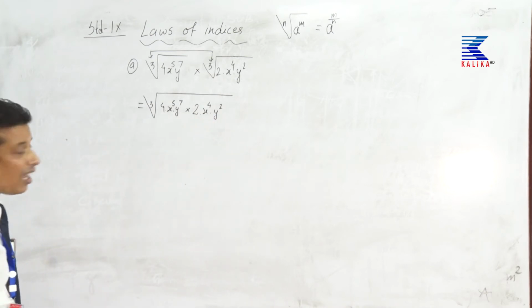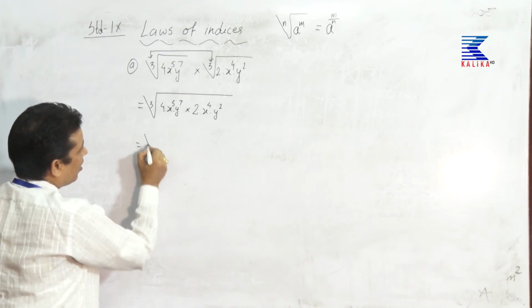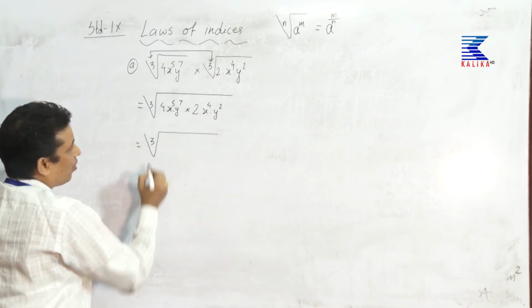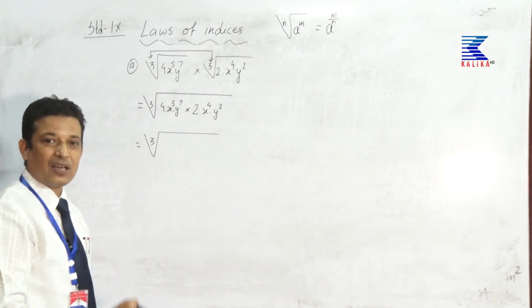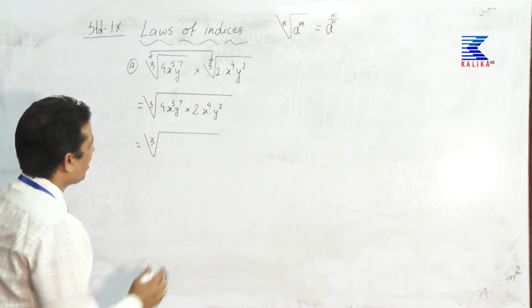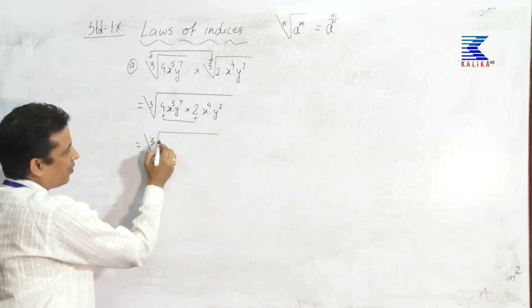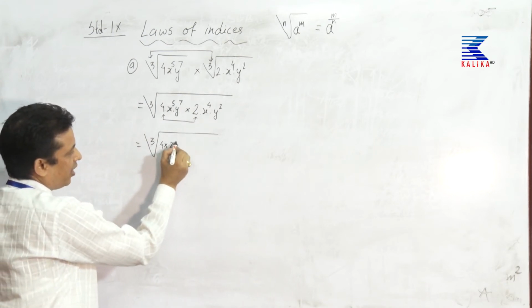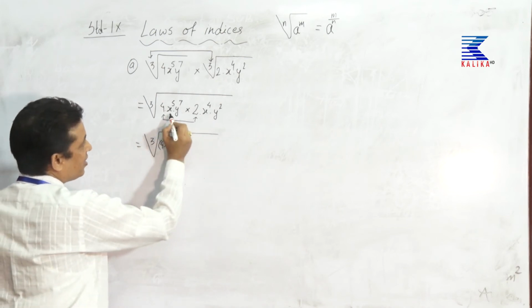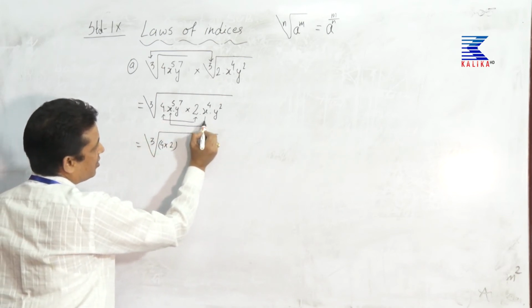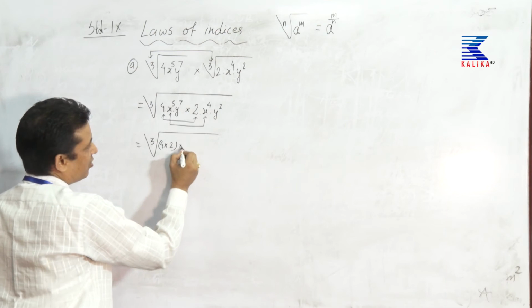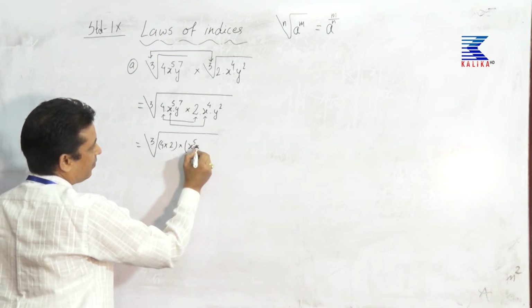Yes. Now we make pairs of like terms together. This is a numeral, this is a numeral, so let me write them together. This is x to the power 5, this is x to the power 4, they are like terms. Let me write them together.